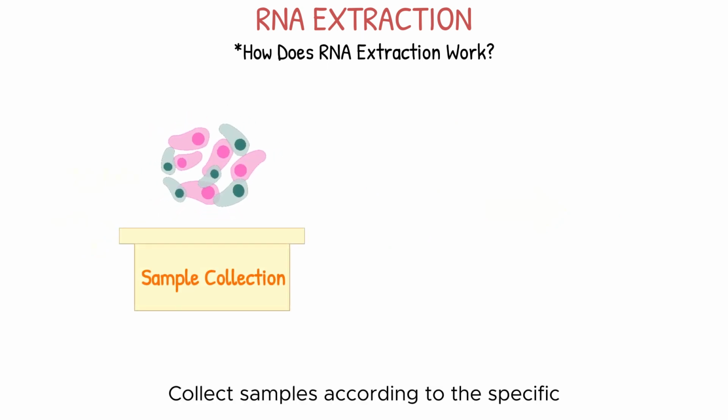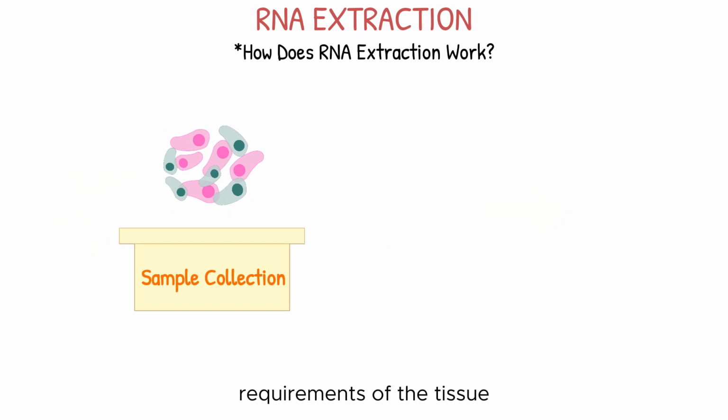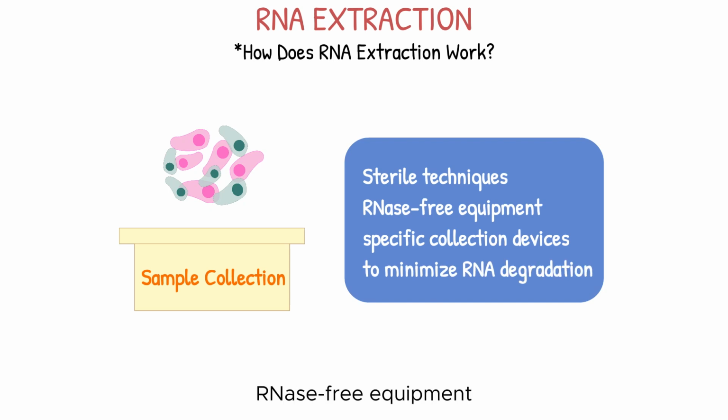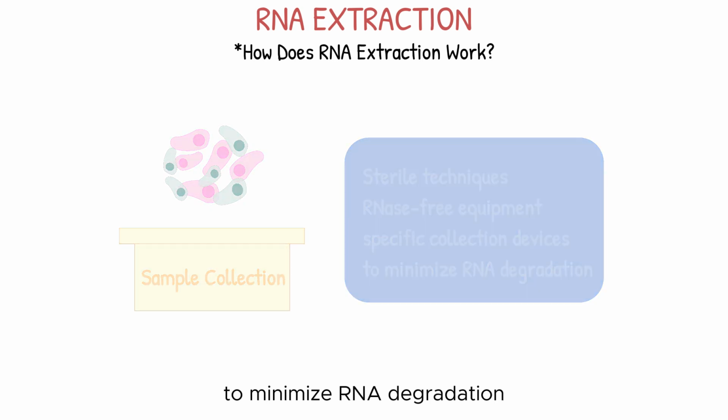Collect samples according to the specific requirements of the tissue or cell type being analyzed. This may involve using sterile techniques, RNase-free equipment, or specific collection devices, for example, swabs for respiratory samples. It is important to collect samples promptly to minimize RNA degradation.